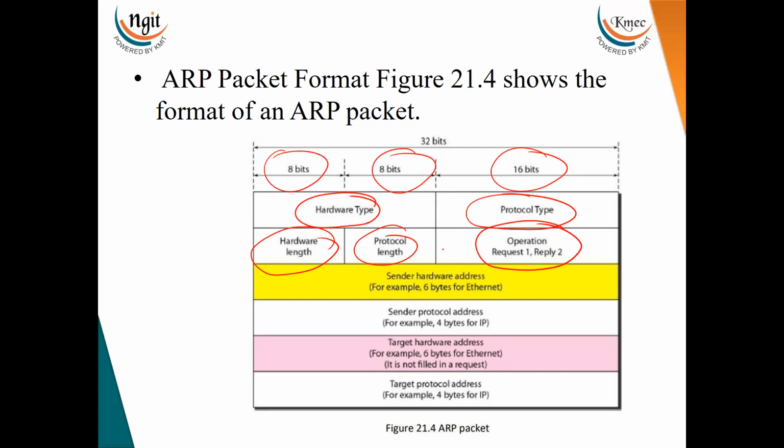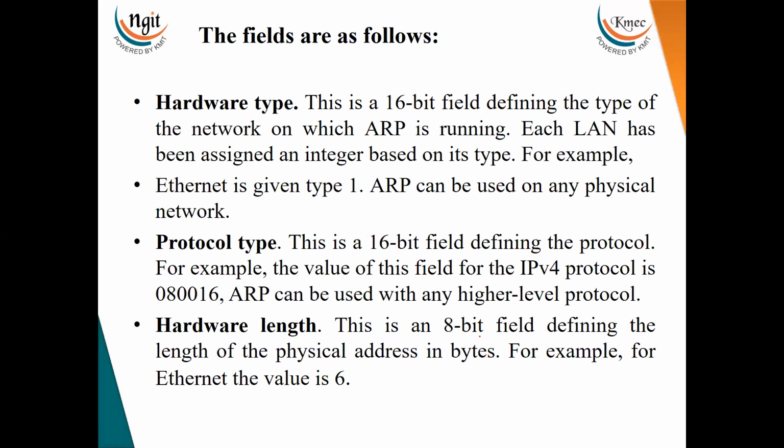Now the sender has the hardware address, and the sender protocol address, and the target hardware address, and next the target protocol address also. This is the complete format for the ARP packet. Now, what are the fields we have? Here the first thing we have to understand is the hardware type. What is this hardware type? This is a 16-bit field.